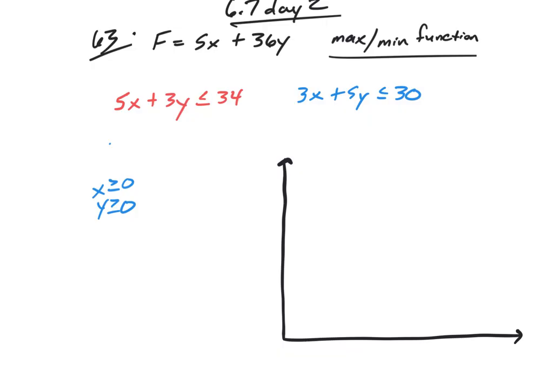But now these two are going to limit our bounded region, and I'll talk about what that means in just a second. But that's why I'm only drawing the first quadrant up here, because x and y both greater than or equal to 0 limits us to that quadrant.